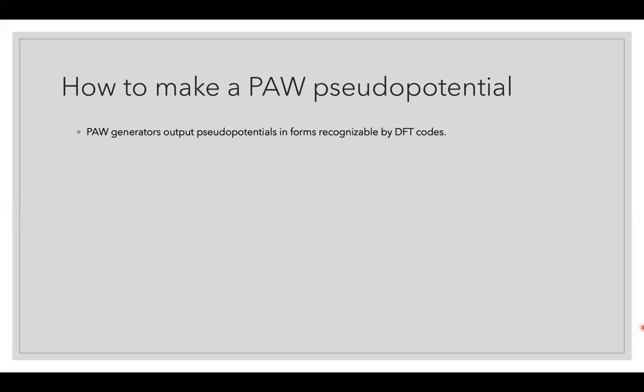But another way that we end up interacting with PAW in our DFT calculations is via the pseudopotential. So we know that when we use PAW, we have to use a specific type of pseudopotential. And you get PAW dataset generators that output pseudopotentials in forms that are recognizable by DFT codes. But what is exactly going on behind the scenes there? Well, the only difference really is that PAW constructs a pseudopotential using the chosen basis functions.